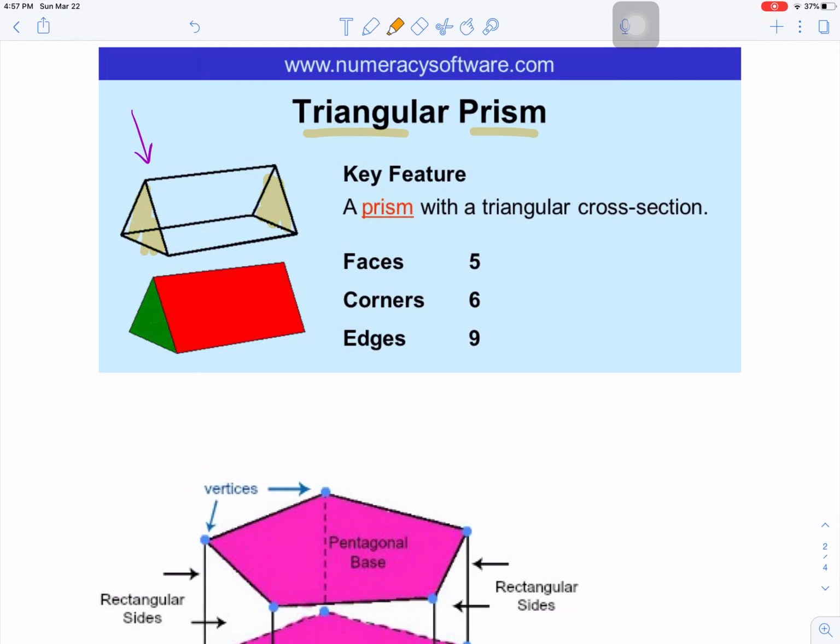So it's key to the prism to know what the base shapes are, especially the triangular prism, because it has two triangular faces, which we call the bases, triangular bases, and then it has three rectangular sides. 6 corners and 9 edges.